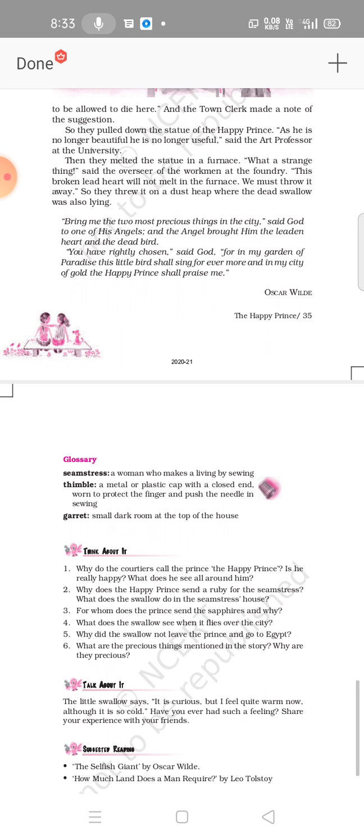Why do the courtiers call the prince the happy prince? Is he really happy? What does he see all around him? The happy prince was a beautiful statue. The courtiers called him happy because he had never seen sorrow and miseries. He is not really happy. He sees sorrow and miseries of people all around him.